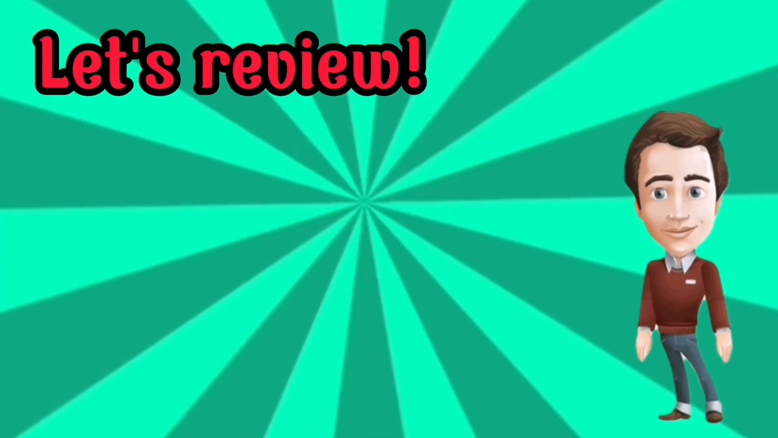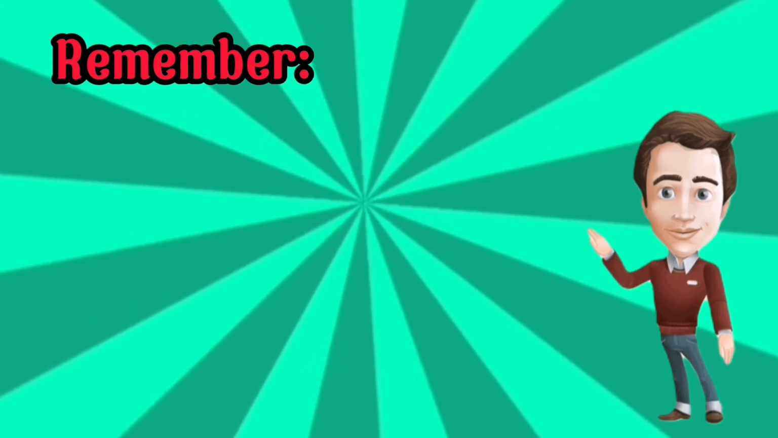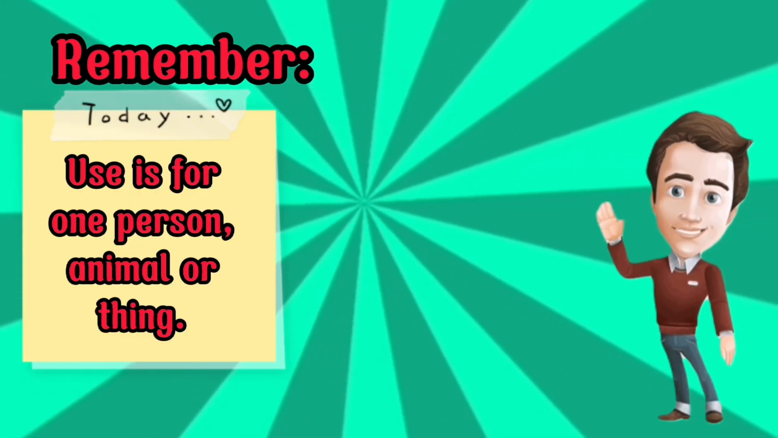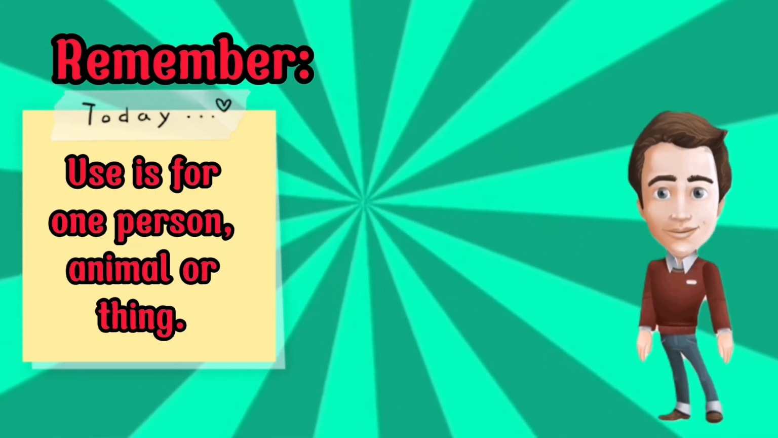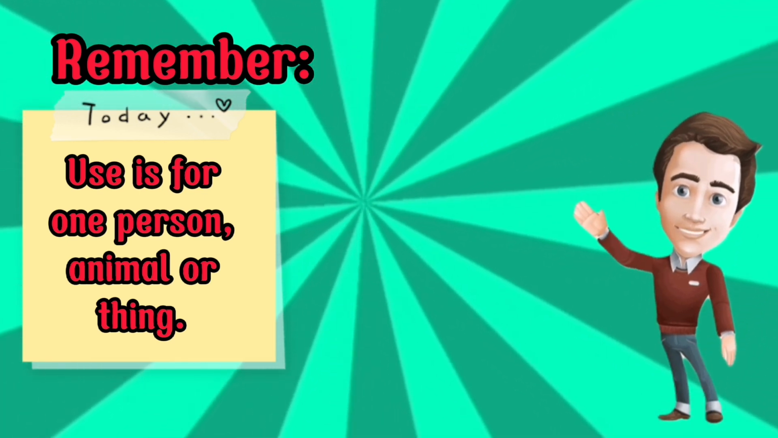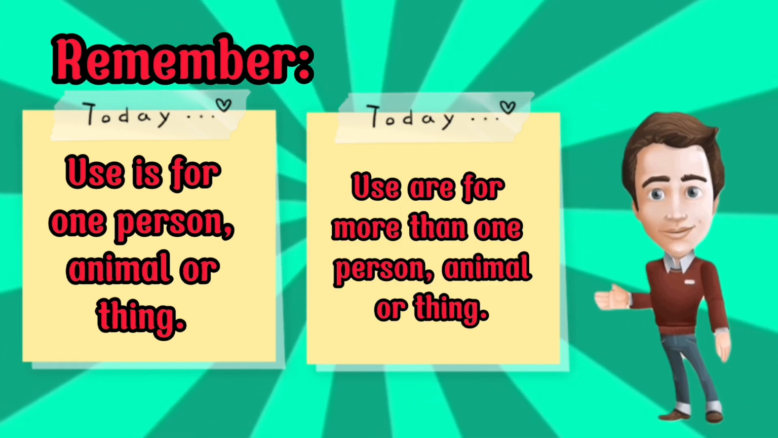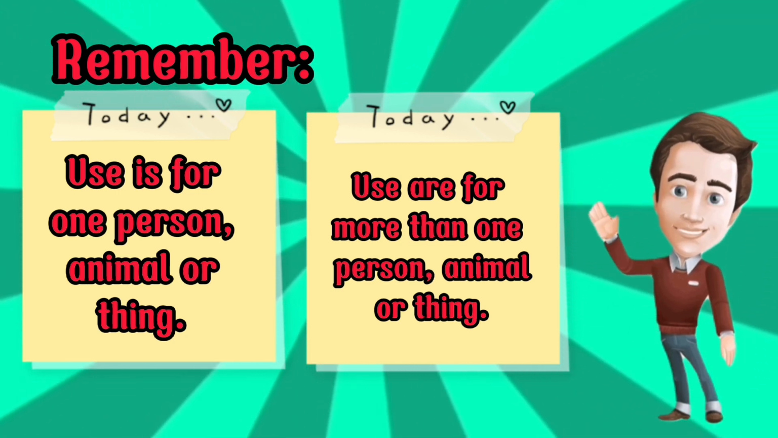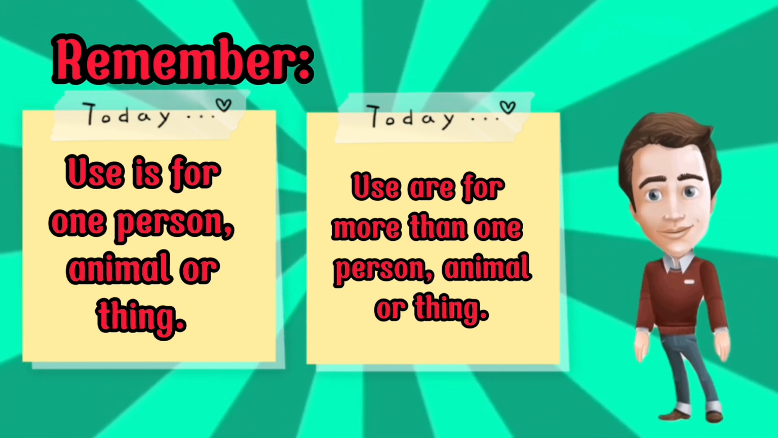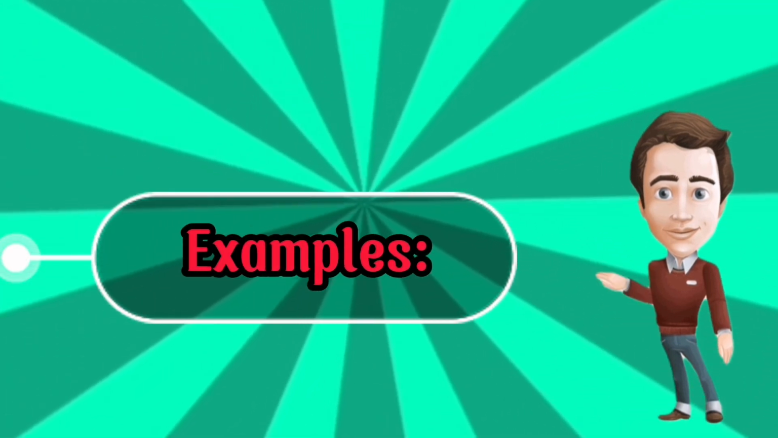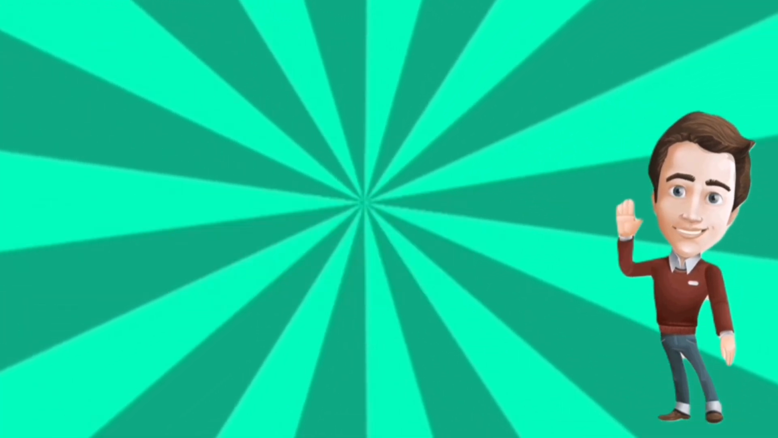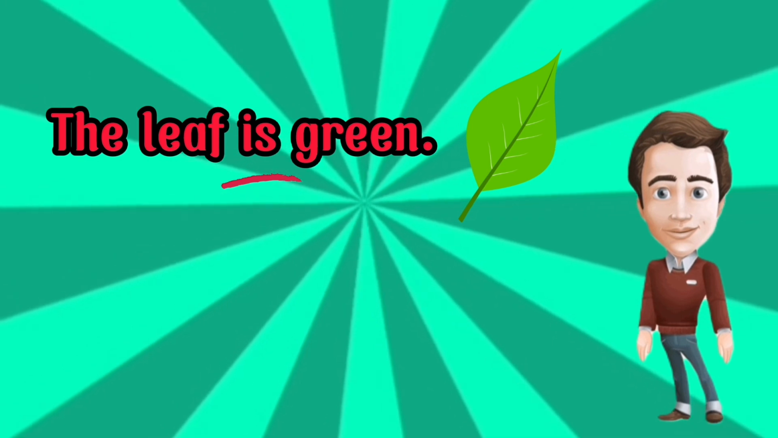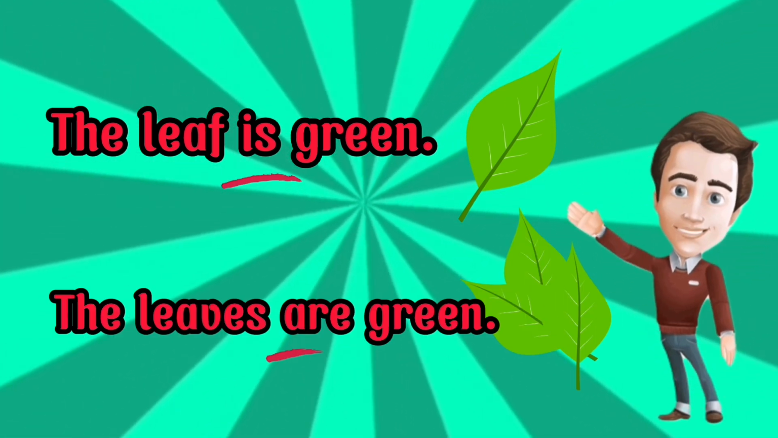Let's review. Remember, use is for one person, animal, or thing. Use are for more than one person, animal, or thing. Examples. The leaf is green. The leaves are green.